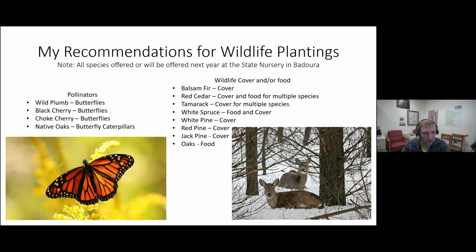And then your pollinators, especially butterflies, they pollinate a lot of the trees. So wild plum, black cherry, choke cherry, native oaks. These are all things that'll go good with them. And I just want to say most of these trees can probably be purchased from your local SWCDs in smaller quantities, probably in bundles of 25 or 50. But for larger quantities, these species can also be bought at the Bedora State Nursery. So you've got to know how many you're going to plant.